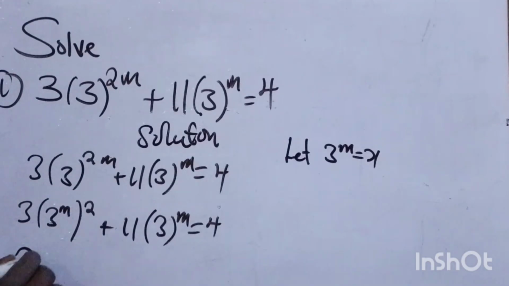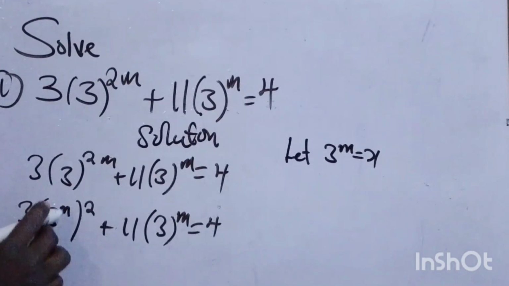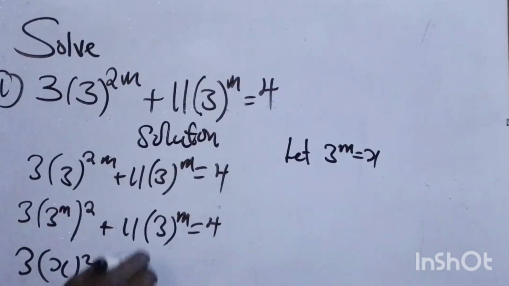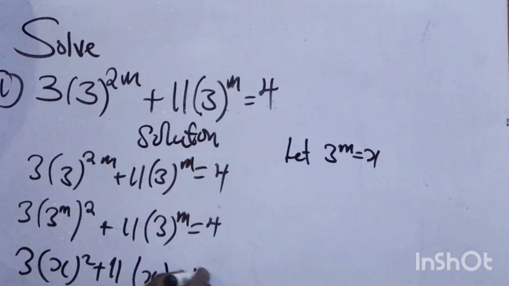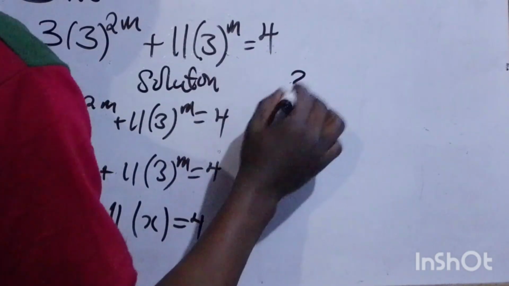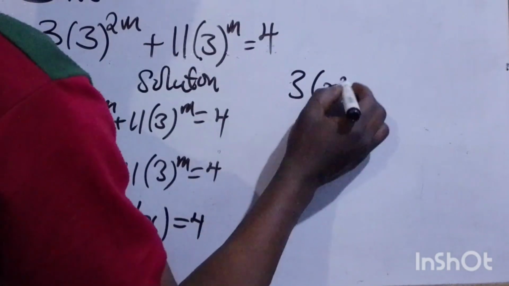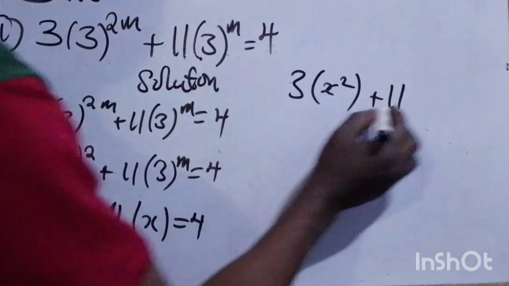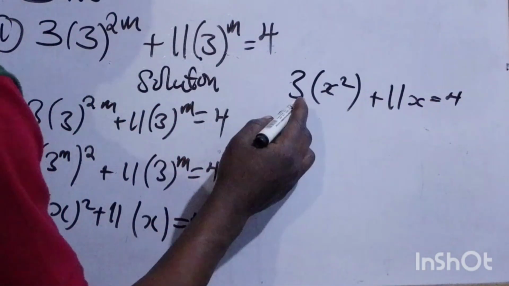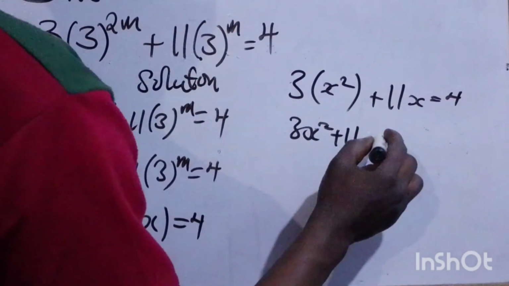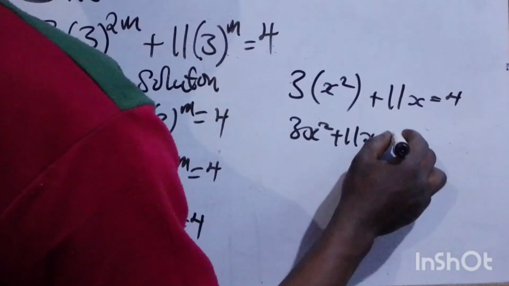So we're going to say 3 times x, to the power 2, then plus 11 times x, which should equal 4. Expanding out, x to the power 2 gives 3x squared, then plus 11 times x, which is 11x, which equals 4. So 3x squared plus 11x equals 4.